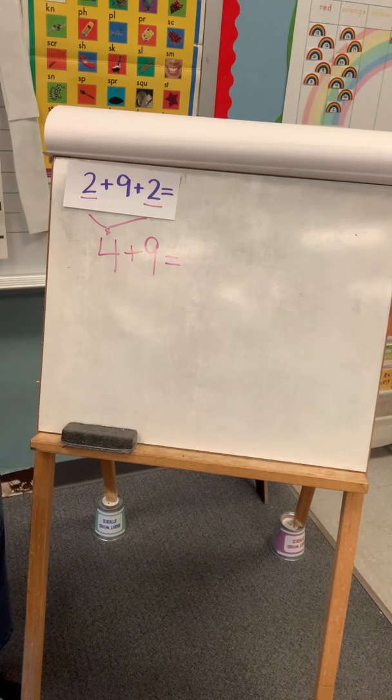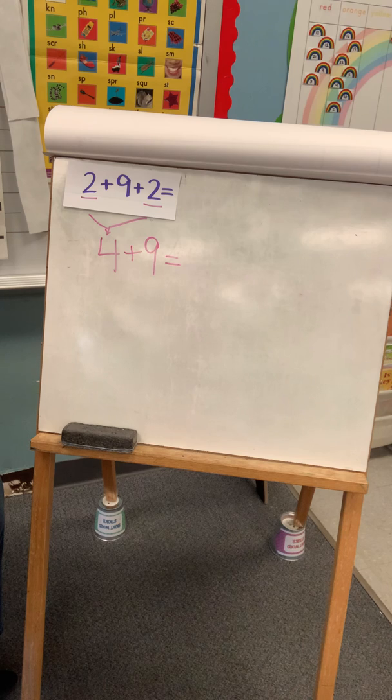When I have it like this, I can do things like number line. I can use my fingers. I can count on. I can draw a picture. There are many different things that I can do. So I'm going to do whatever strategy works best for me.